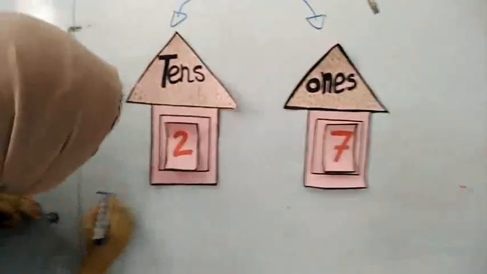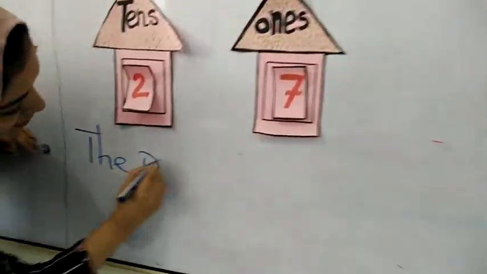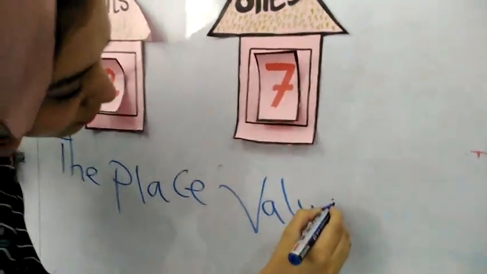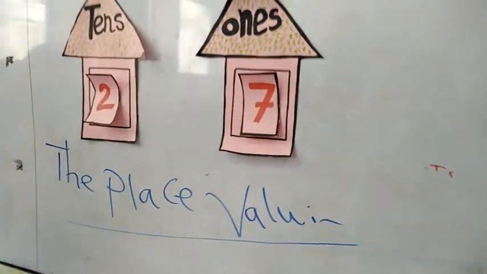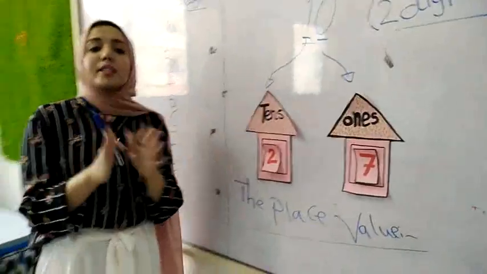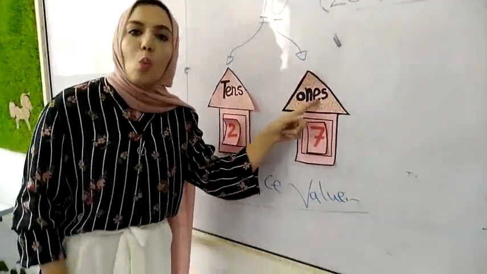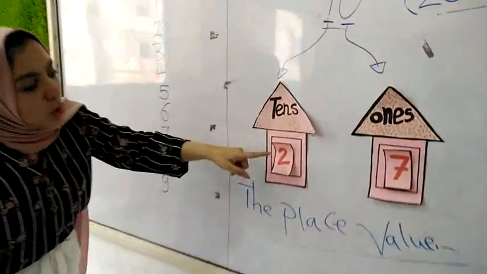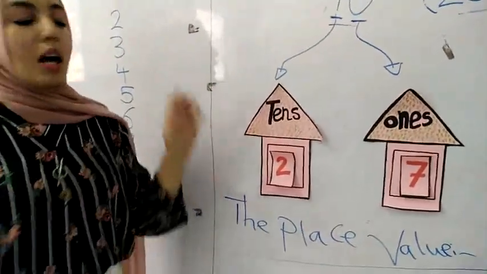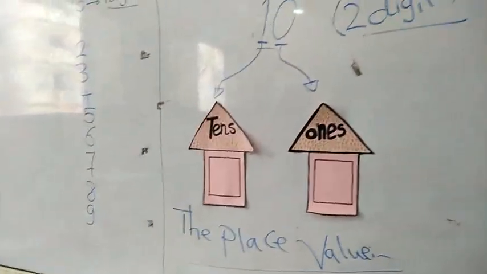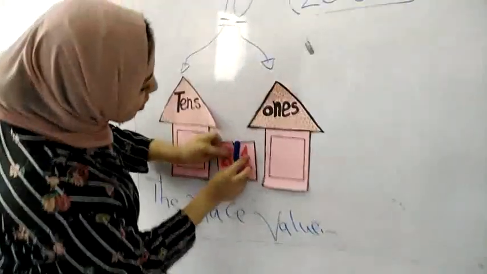Now this is the place value. When I ask you what is the place value of number 7, you will tell me ones. And what is the place value of number 2? It is tens. Let's do one more time.